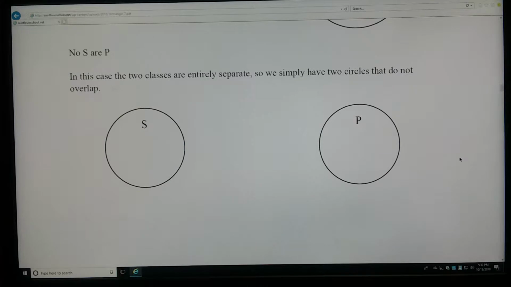No SRP would just mean that you have 2 classes that are entirely separate. So we just have 2 circles that don't have any overlap at all.